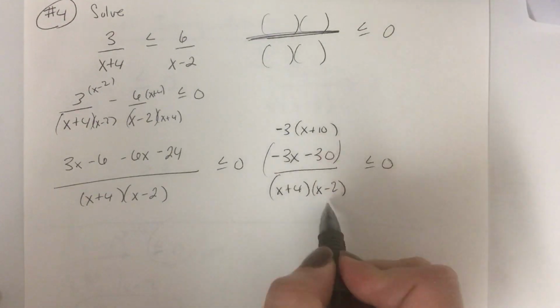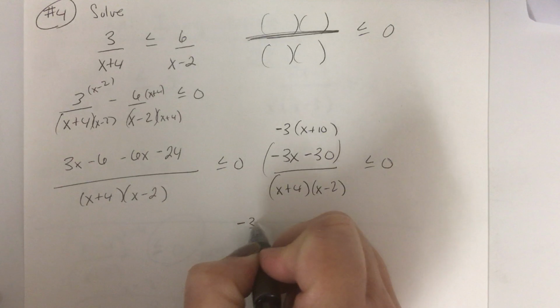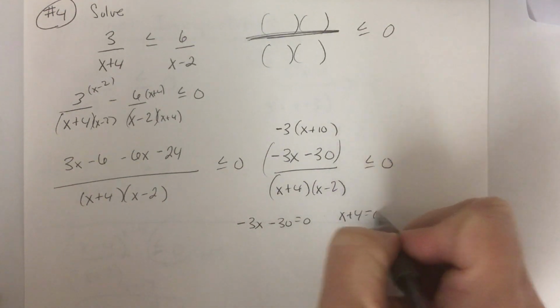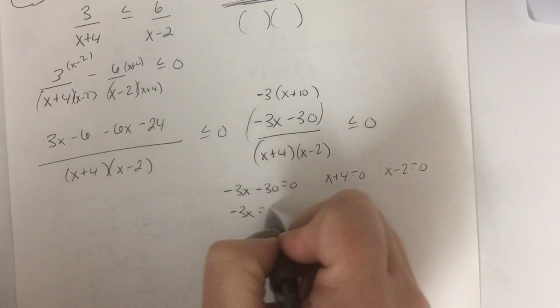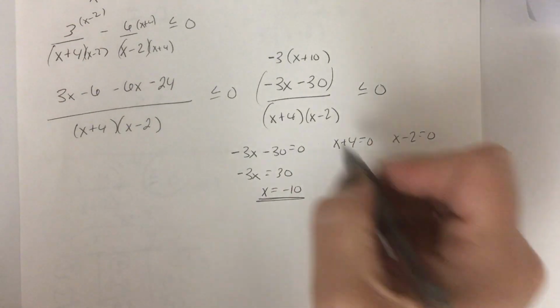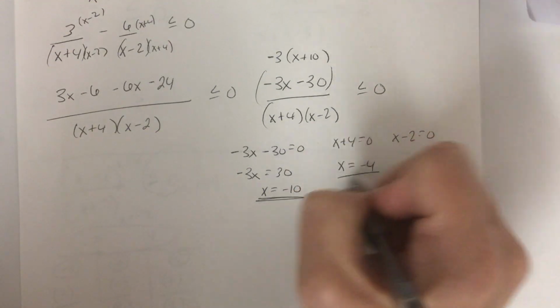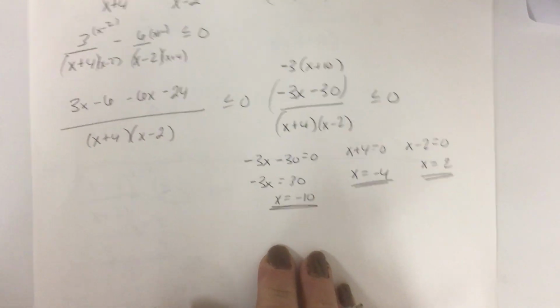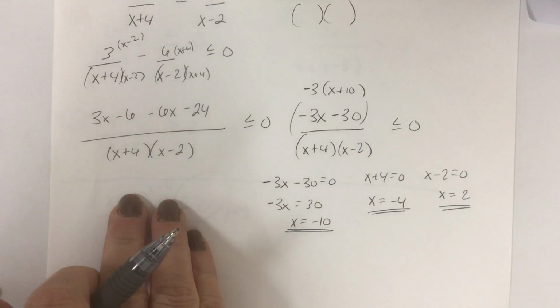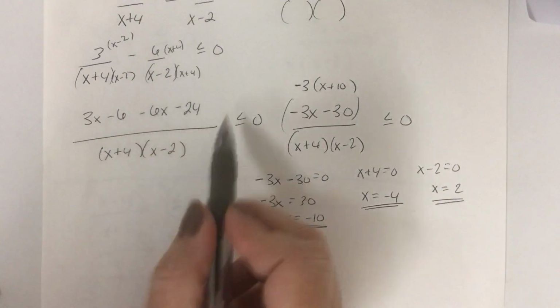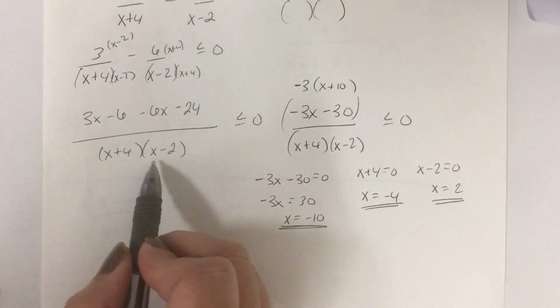So you're going to set each of these factors equal to 0 to find your critical points. So negative 3x minus 30 equals 0, x plus 4 equals 0, and x minus 2 equals 0. This is going to give you negative 3x equals 30, so x equals negative 10 as one of your critical points. This is going to be x equals negative 4, and this is going to be x equals 2. These are the numbers where this thing could possibly change from negative to positive. These are the numbers that make this either equal 0 or undefined because of the denominator.